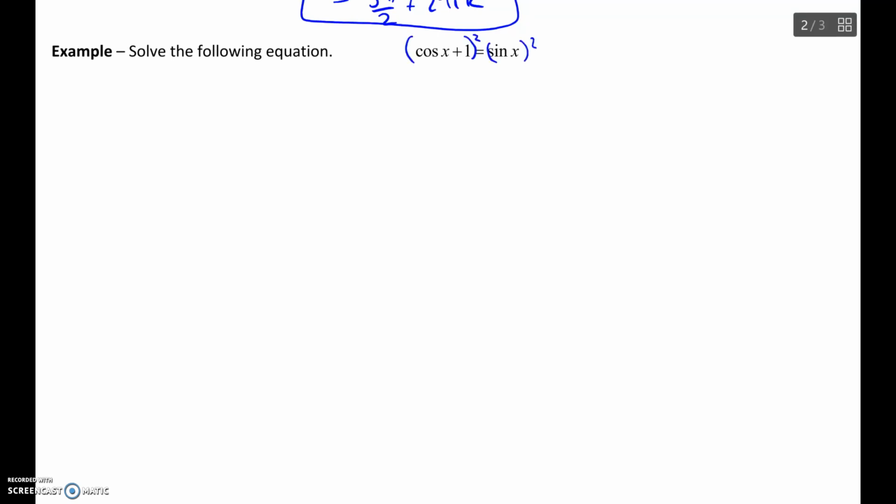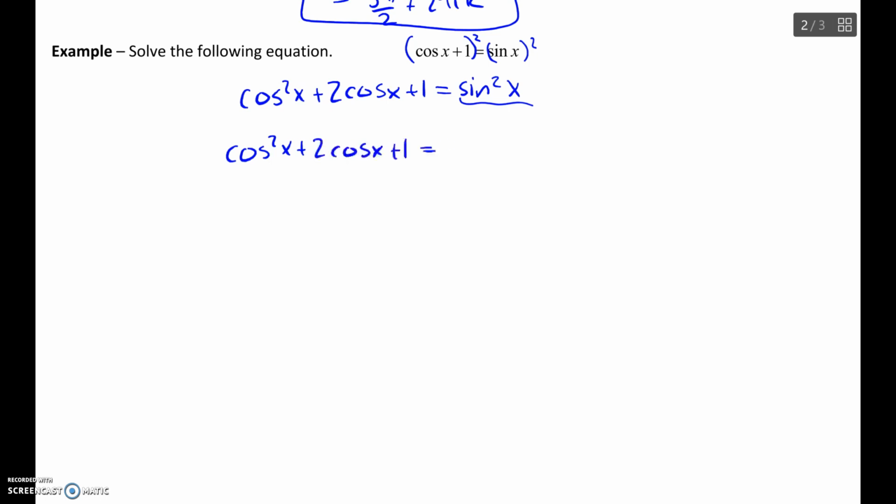So I have to FOIL the cosine x plus 1, so I get cosine squared x plus 2 cosine x plus 1 equals sine squared x. So remember that I said if you have one of them that's squared and one of them that's not squared, you want to change the one that's not squared into the one that's squared, just like we did before. So this sine squared needs to be 1 minus cosine squared. So you have cosine squared x plus 2 cosine x plus 1 equals 1 minus cosine squared x.